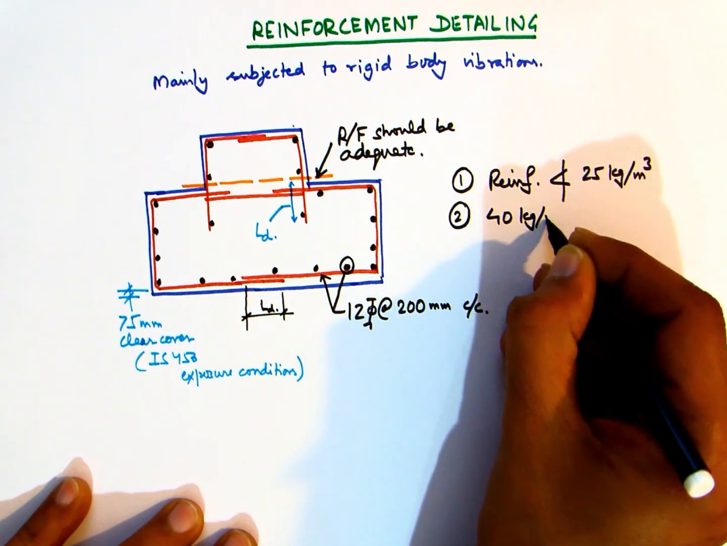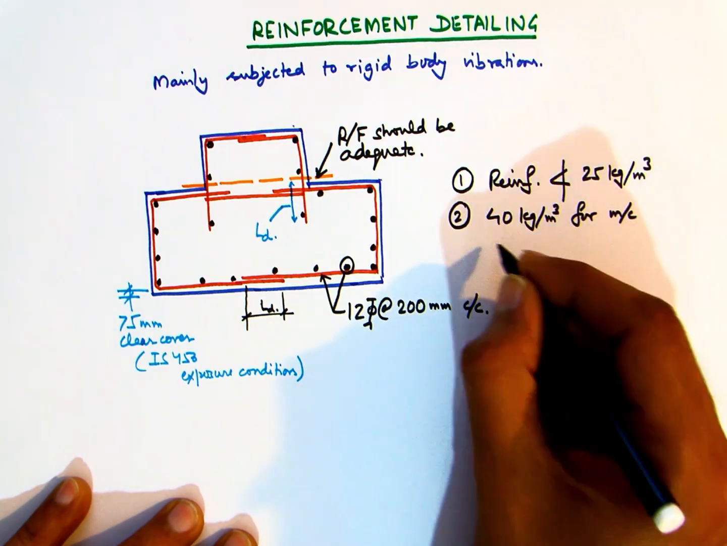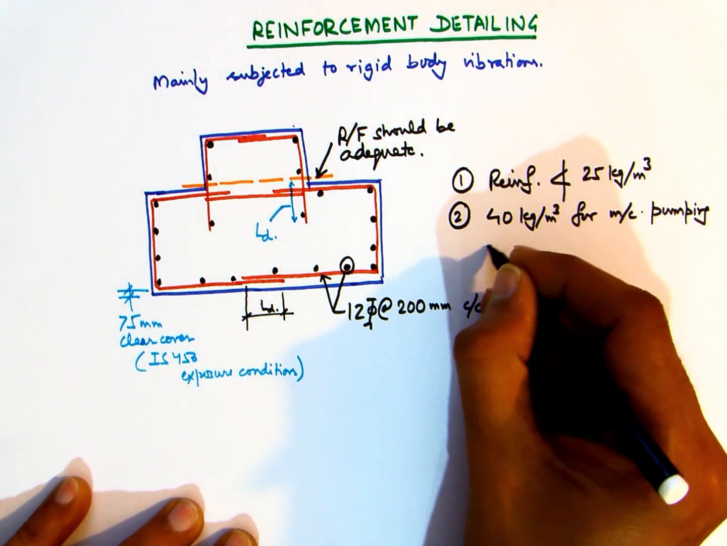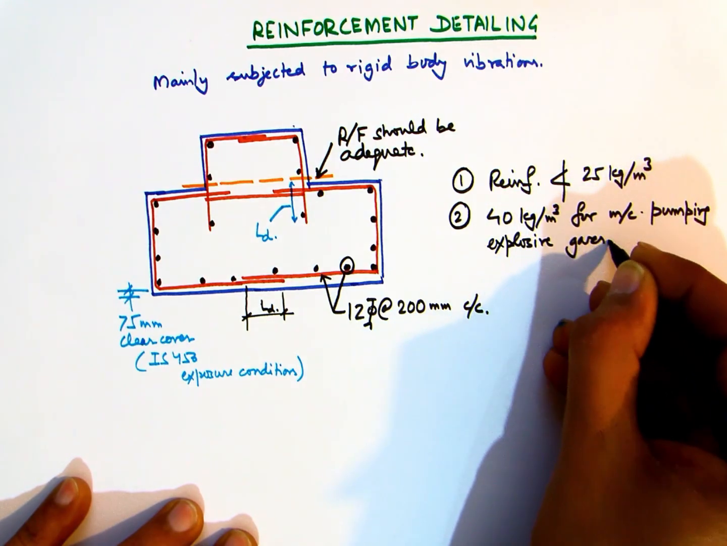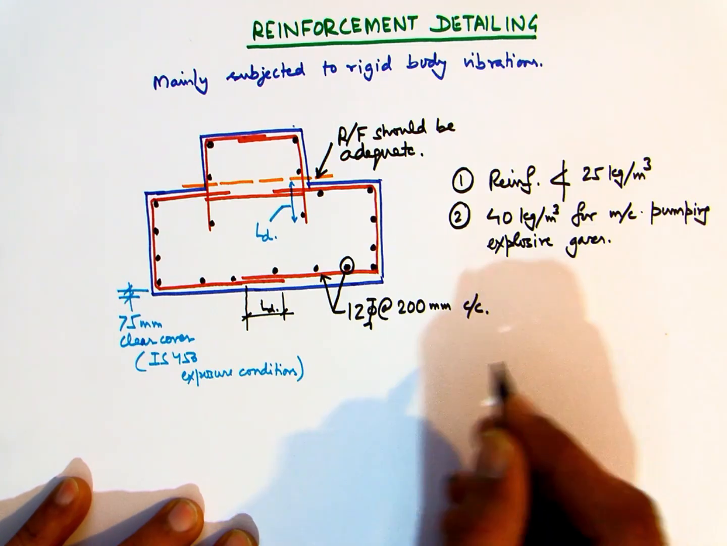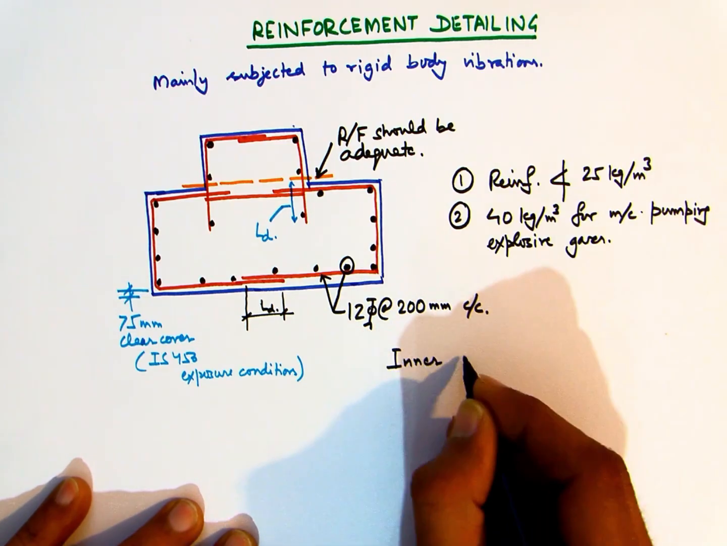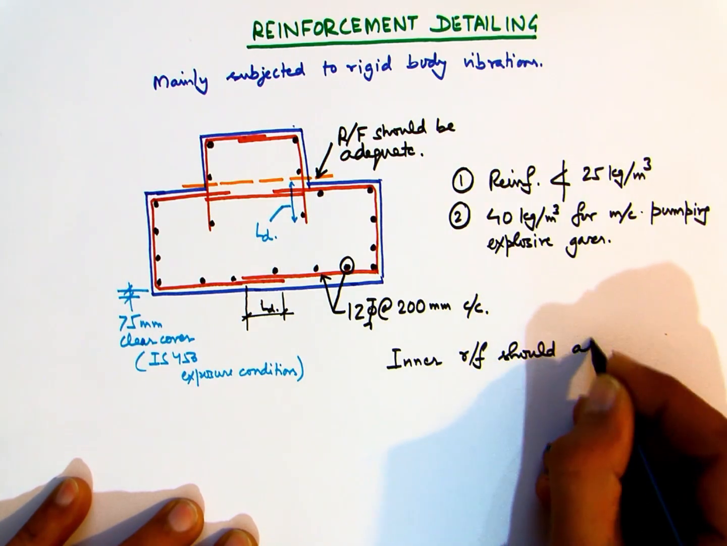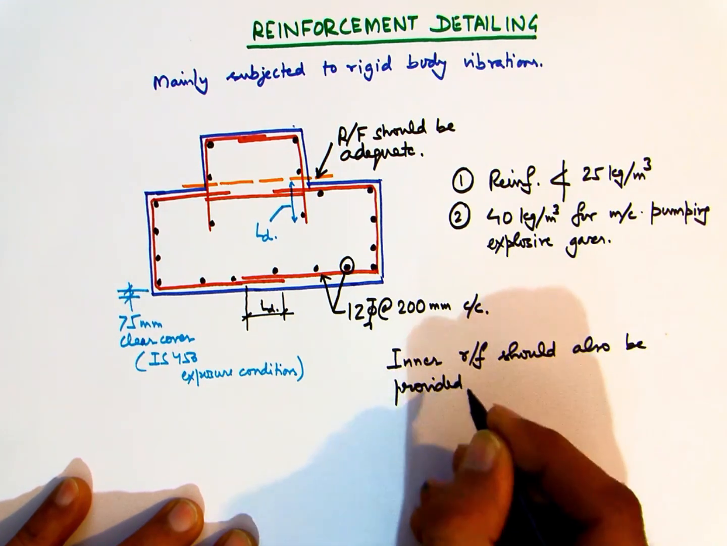But in case the foundation is supporting pumps which are basically pumping explosive gases or similar kind of fluids, then it's recommended that the quantity of the reinforcement should not be less than 40 kg per cubic meter. Though in most situations the peripheral reinforcement along all the sides of the foundation, such as 12 diameter at 200 mm center to center, is sufficient.